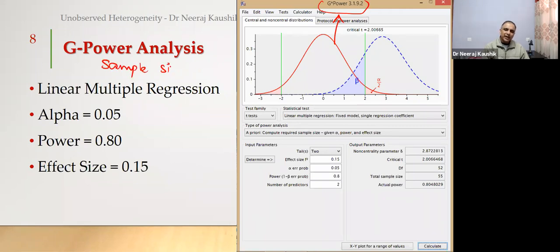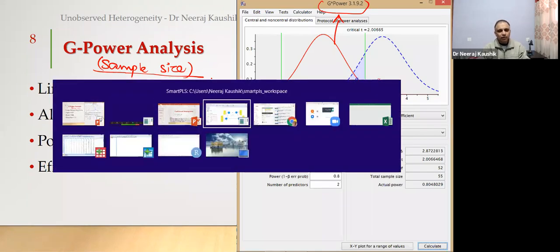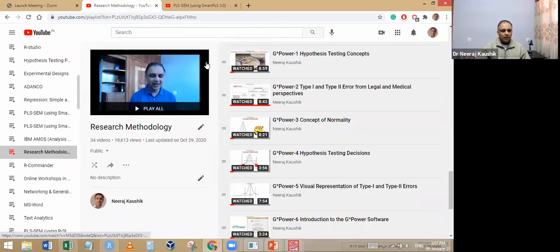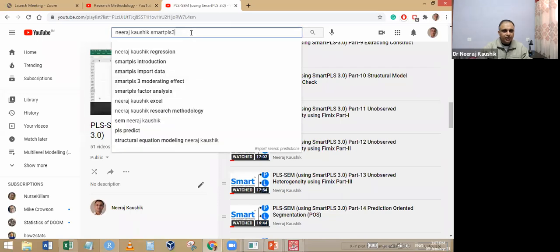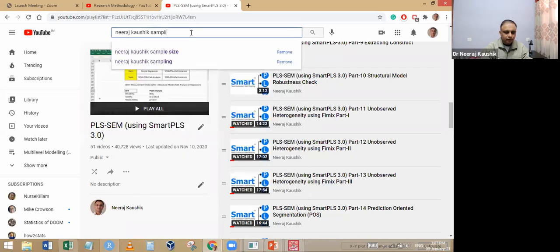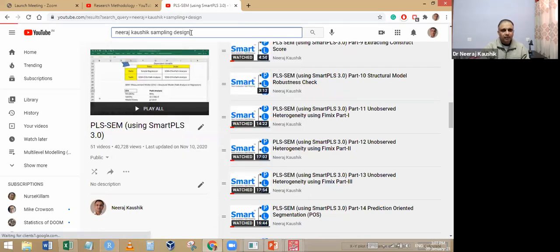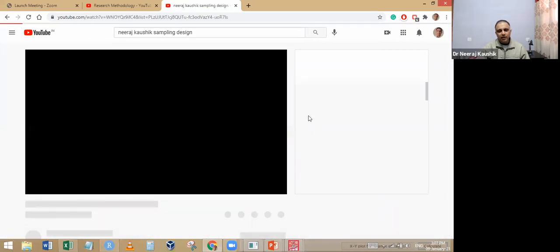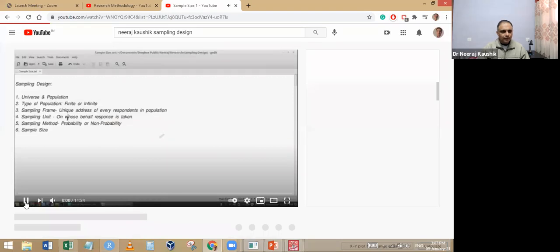So does it mean we calculate sample size using G Power only? No, there are two methods. One, you can use the complete process, and second, you can use G Power. Both methods are very prevalent, and if you look here, I have two playlists. One playlist is about sampling design, and in the sampling design you will find n number of videos.